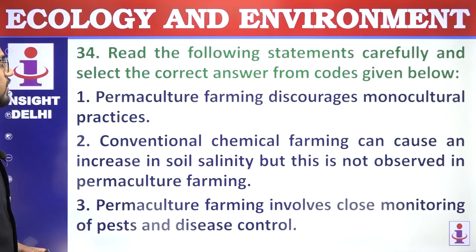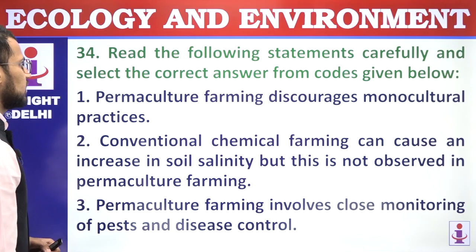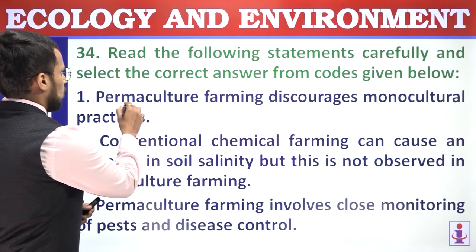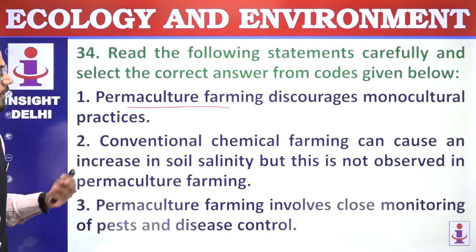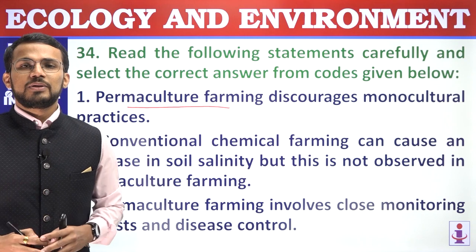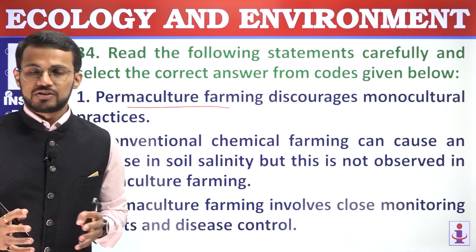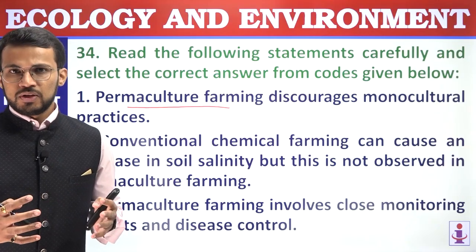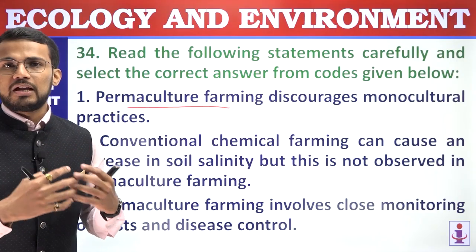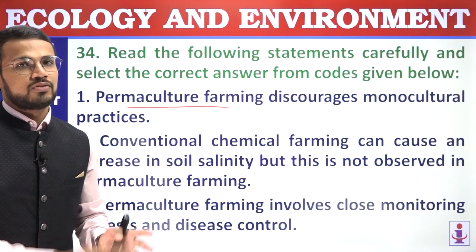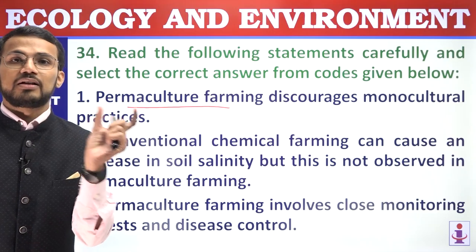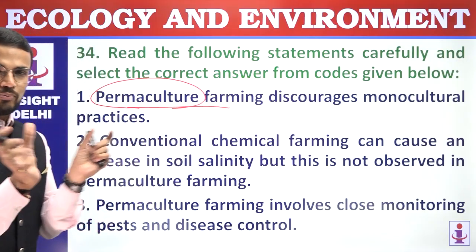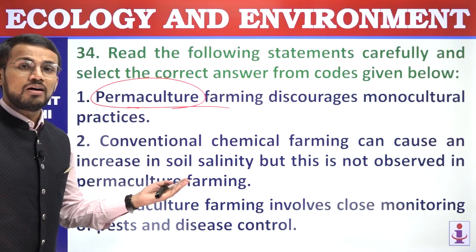34. Read the following statements carefully and select the correct answer from the codes given below. First, the question is on permaculture farming. What is permaculture farming? Permaculture farming is a sustainable way of agriculture where natural processes are used for agriculture. Right? So the way crops are growing, they will be allowed to grow without any kind of interference. And that's why it is called permanent agriculture, and these two terms have been squeezed to form a term called permaculture.